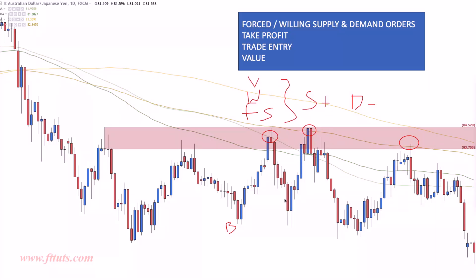Again, same thing applies for each reaction to the level.